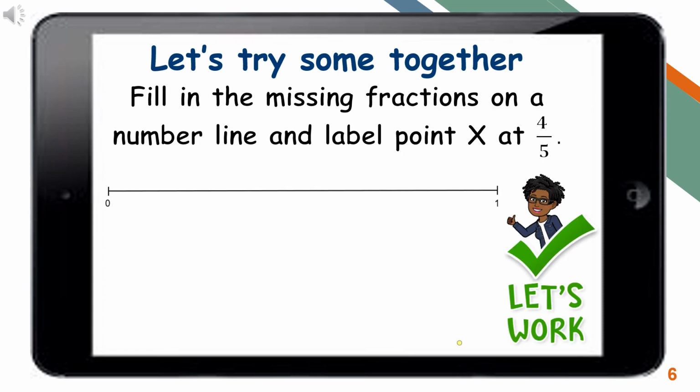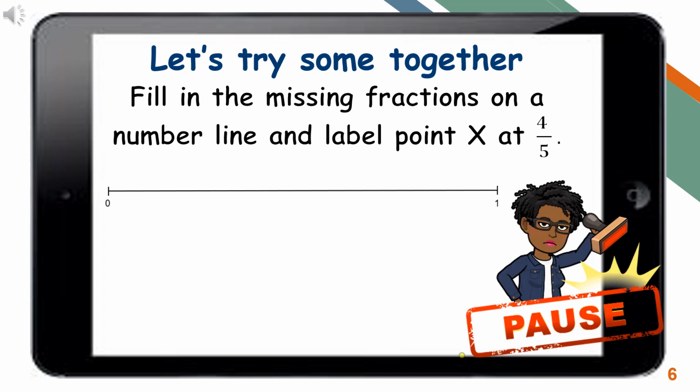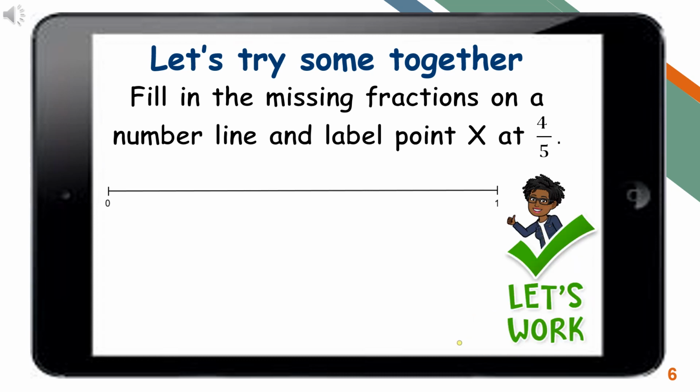Let's try another one. Fill in the missing fractions on a number line and label point X at 4/5. Pause the video to copy the number line on your paper. So how many equal parts is the number line going to have to be divided into? And what helps you determine that?